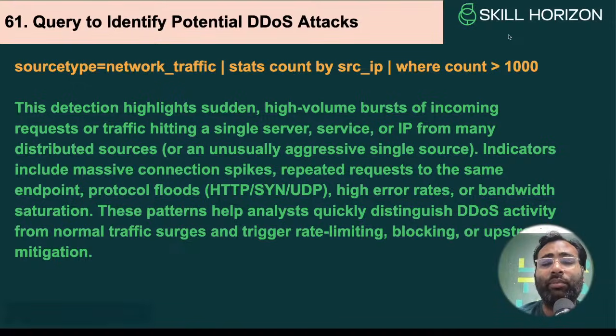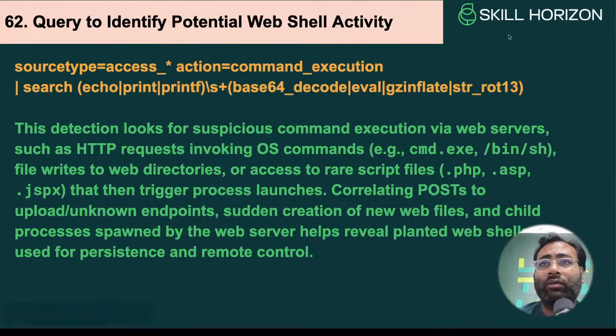It comes from many distributed sources, because we are identifying DDoS. We need to check the distributed sources, because in DDoS the sources will be distributed, but in DoS a single source is used. The indicators include massive connections, like repetitive requests to the same endpoints, protocol floods, like a high volume of SYN requests, a high volume of UDP requests, a high volume of HTTP requests, high error rates, or bandwidth saturation. So you can easily identify a potential DDoS attack based on logs.